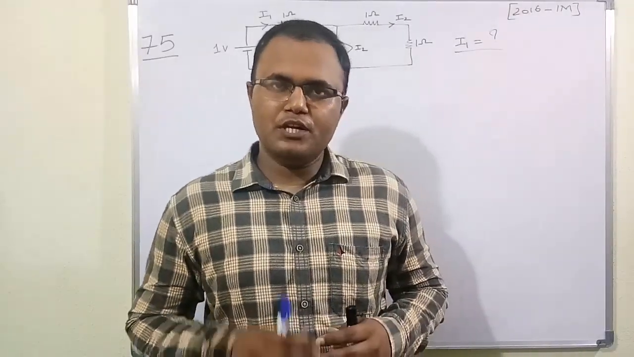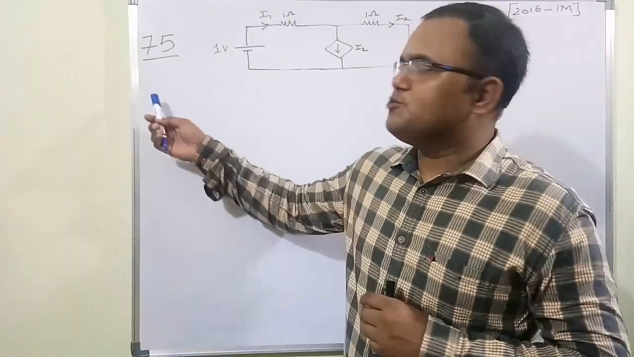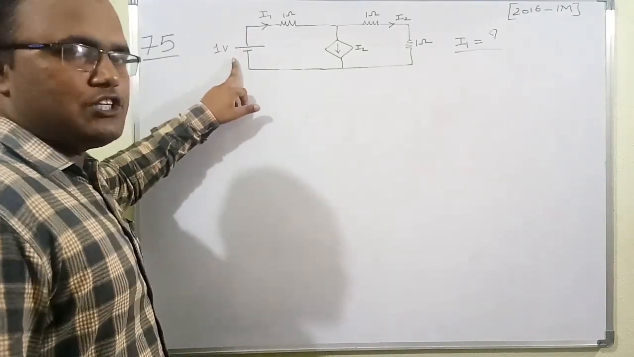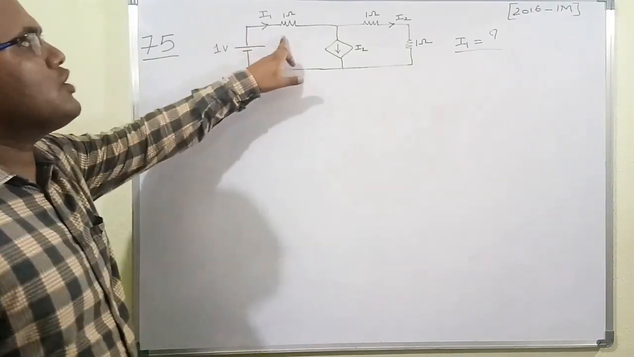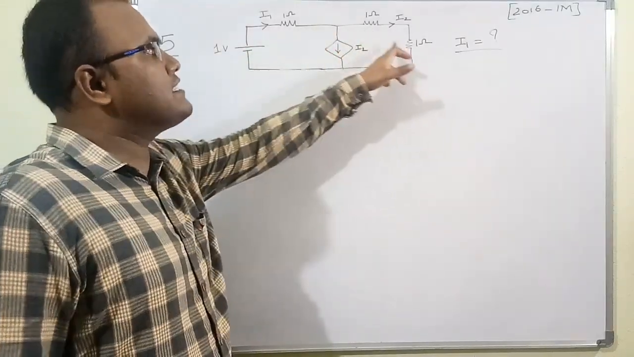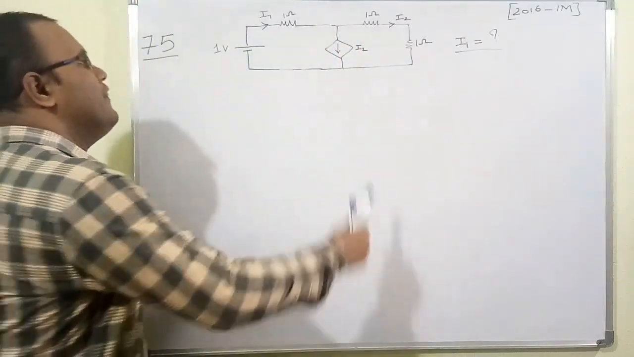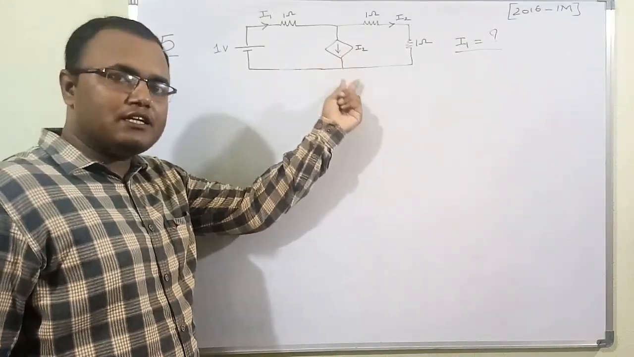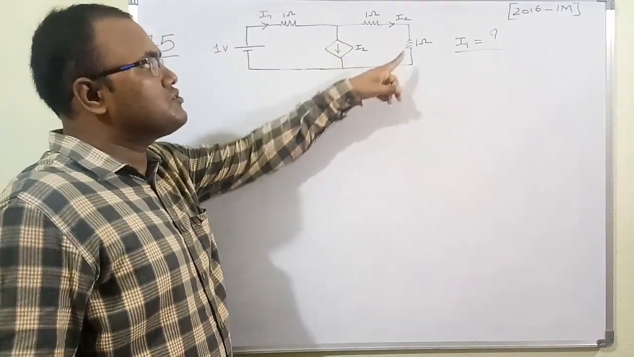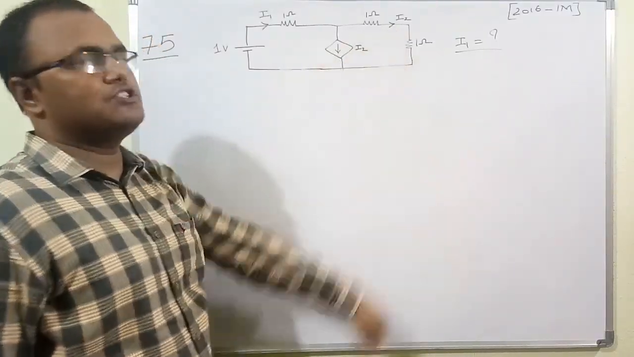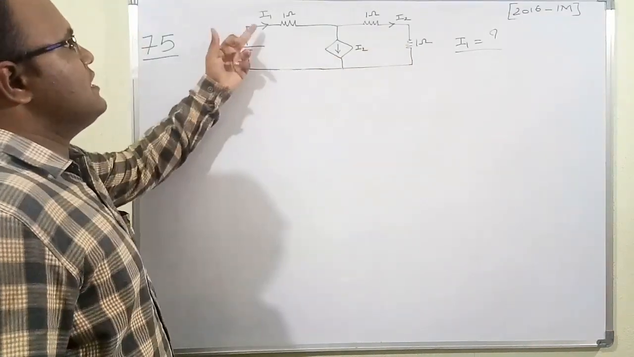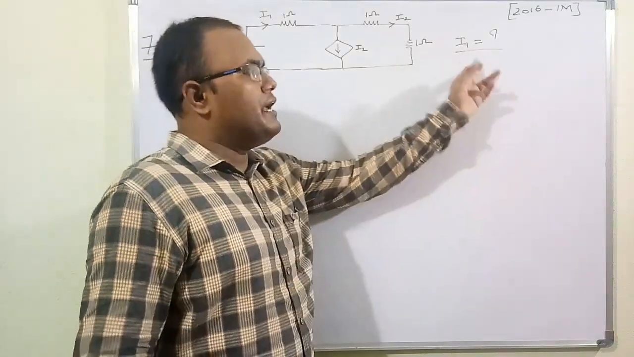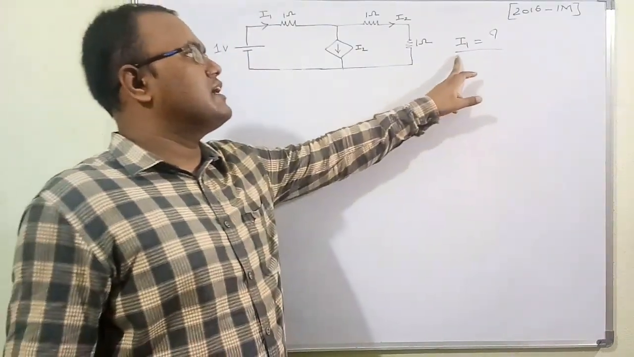After solving the previous problem, now let's move forward to do another numerical. The numerical number is 75. In the circuit, there is an ideal voltage source which has a voltage of 1 volt, and there are three identical resistors of 1 ohm, and there is a dependent current source. The value of this current source depends upon the current flowing in this branch, which is I2. And there is a current I1 that passes through this 1 volt source. Our main aim in this question is to figure out the value of the current I1.